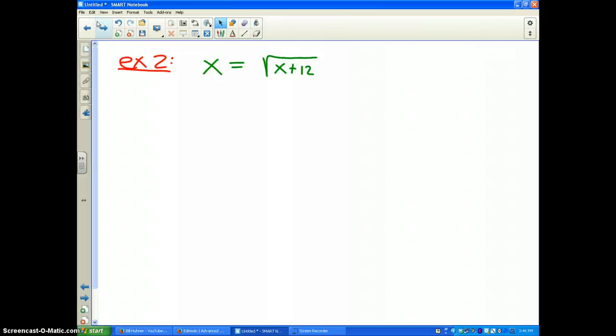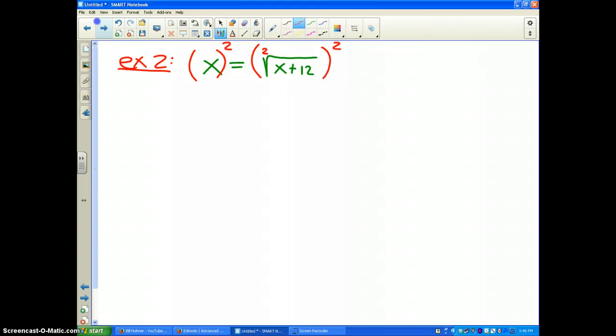All right, example number 2. x equals the square root of x plus 12. All right, well, first of all, here's the square root symbol. Is there anything on the outside that we got to get rid of? Well, obviously the answer to that is no. So therefore, since it is square root, I'm going to put both sides in parentheses and square both sides.